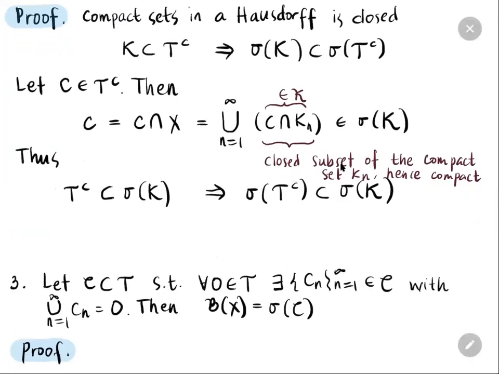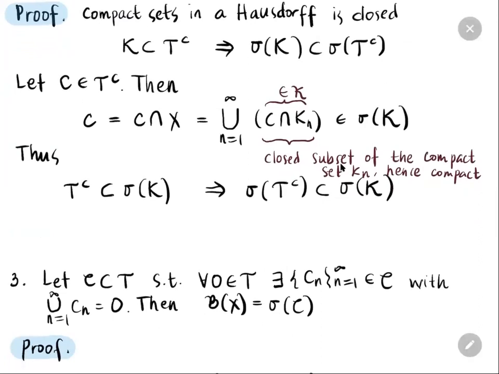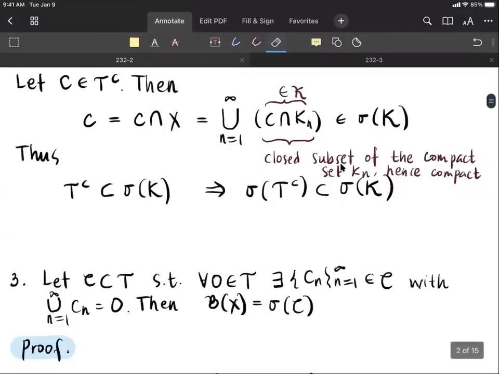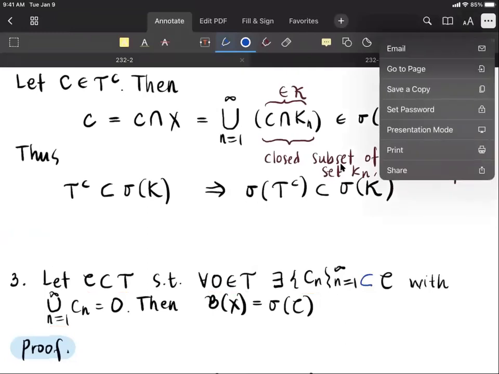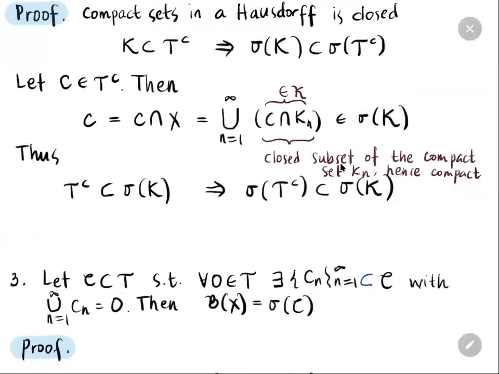Okay. And finally, we have the following observation. So if we have a collection C of open sets in such a way that every open set in T can be written as a countable union of elements in the collection. Okay. And there's a correction here. This should be a subset. So again, if we have a collection C in such a way that every open set can be written as a countable union of elements in C, then we can generate the Borel sigma algebra on X by this collection C.